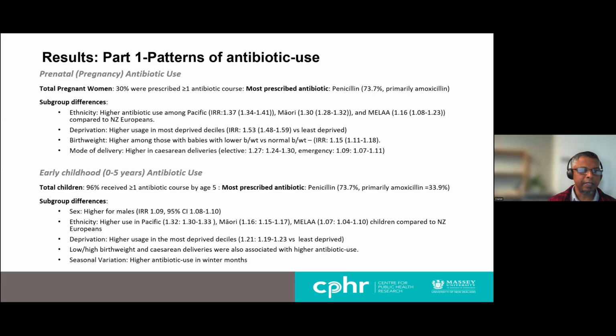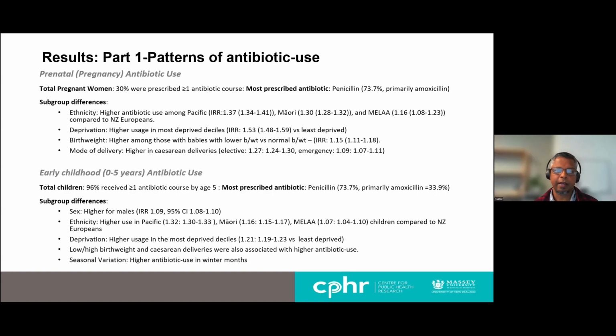We saw that there were subgroup differences in antibiotic use. The first one is on ethnicity, and we had higher antibiotic use among the Pacific mothers, which was 37% higher rates of prescription compared to the New Zealand Europeans. Among the Maori, we had 30% higher, and then MELAA, which is Middle Eastern, Latin American, and African populations of mothers, we had 16% higher rates of prescription compared to the New Zealand Europeans. We also had differences in the deprivation index, and you can see that we had a higher use in the most deprived deciles, which is over 50% higher compared to the least deprived.